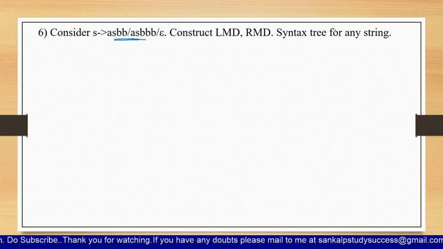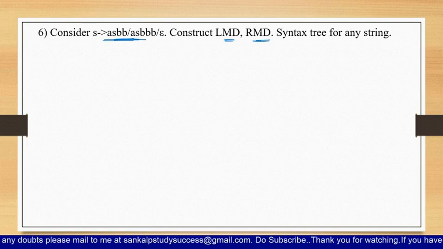That means from this context free grammar you need to consider any one random string, and then you need to derive that random string using leftmost derivation and the rightmost derivation, and then we are going to draw the syntax tree, which is nothing but the parse tree or the derivation tree. Just the terminology or the nomenclature is different, but the meaning is one and the same.